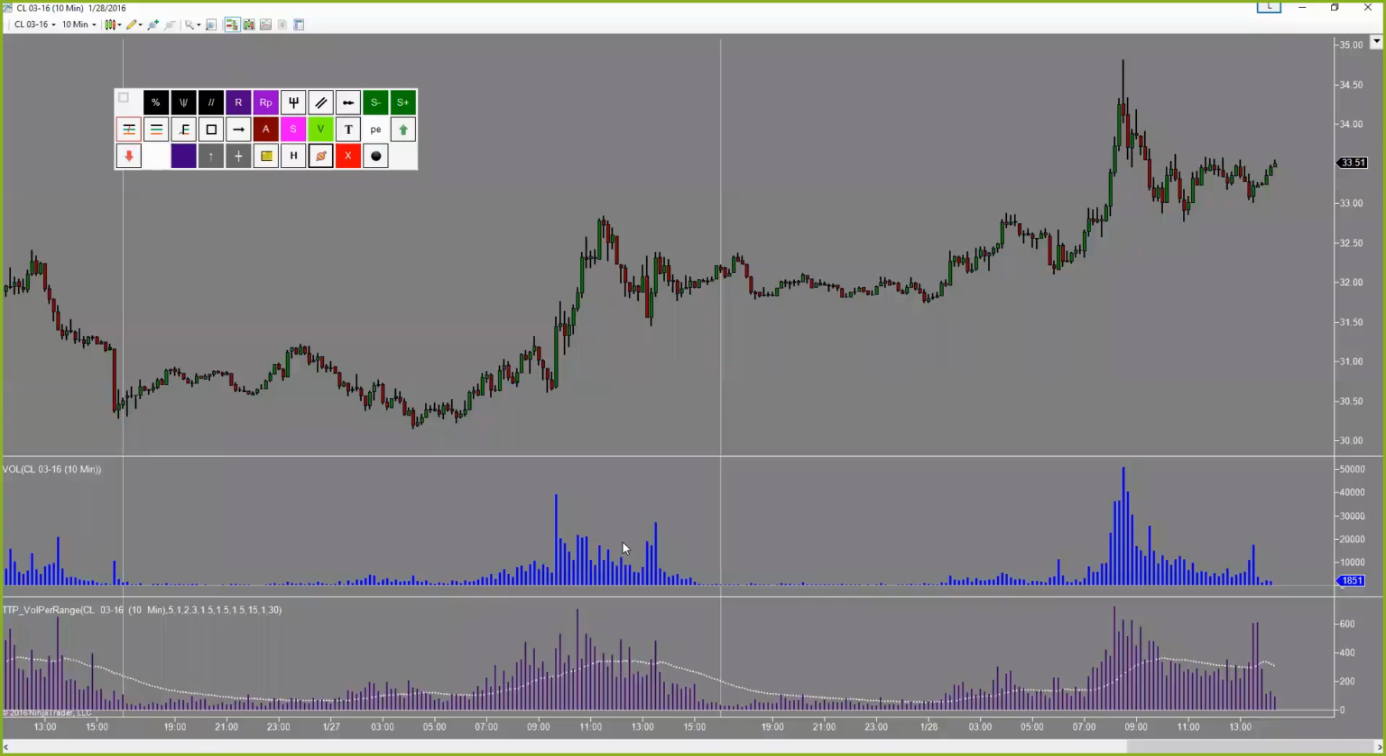And really he was taking range per volume. So he was taking the range of the bar, dividing that by the volume, whereas we're taking the volume and dividing that by the range to find out how many contracts is necessary to move that market every tick. All right. So here, on average, today, it was taking about 300 contracts to move the market every tick.